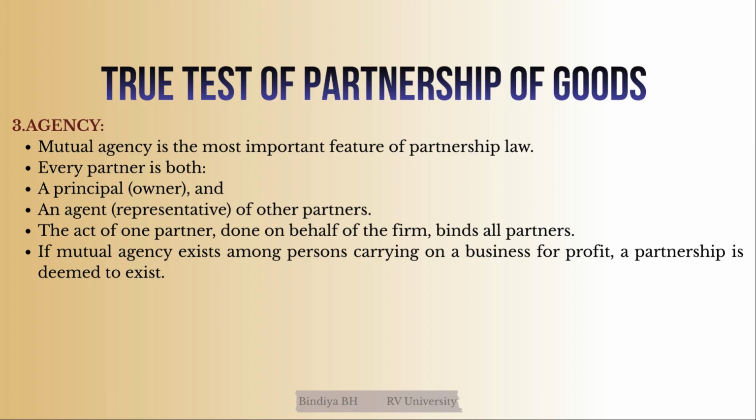Now the firm is liable. Now B and C are also liable, even though B and C were not present when A made the purchase of that wood. Still, A's action binds everyone. This is why mutual agency is called the true test of partnership. If mutual agency is missing, partnership does not exist even if profits are shared.